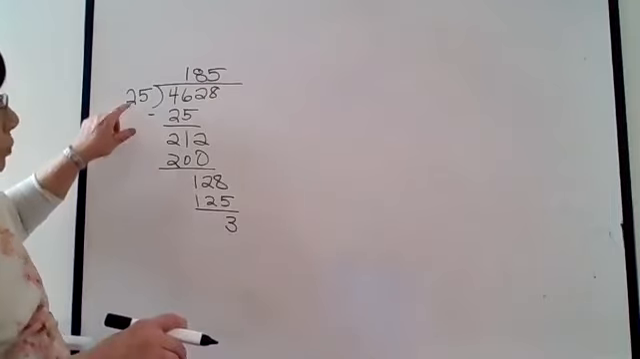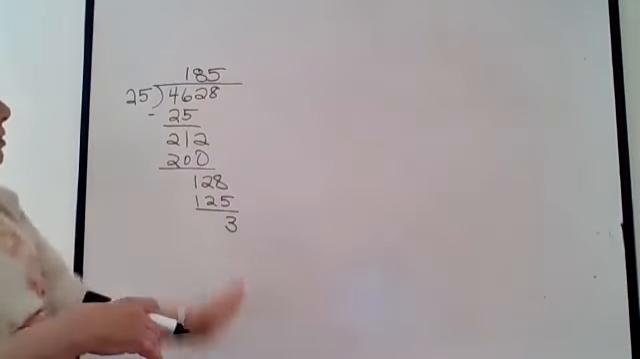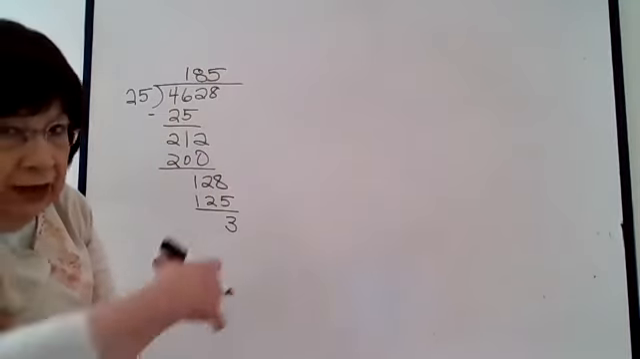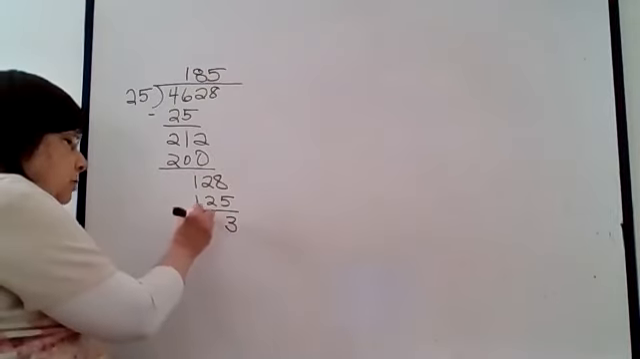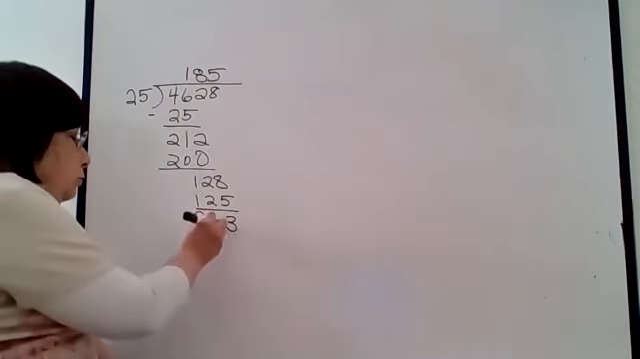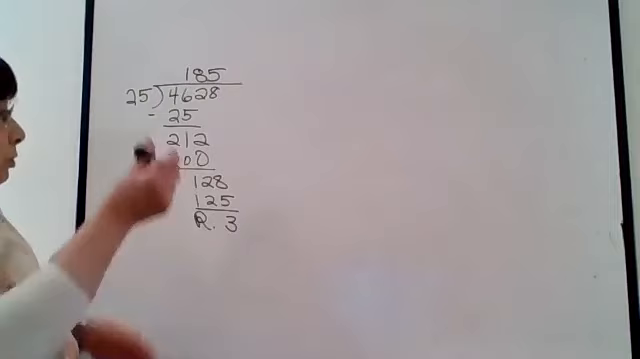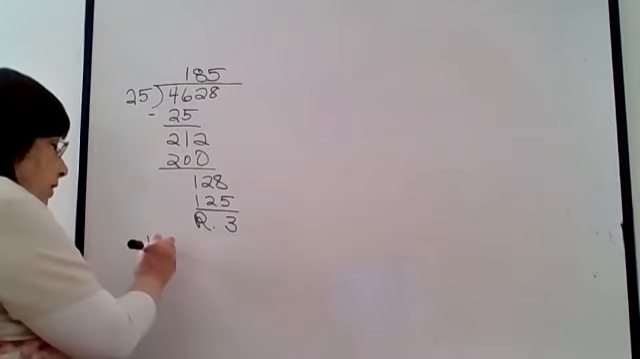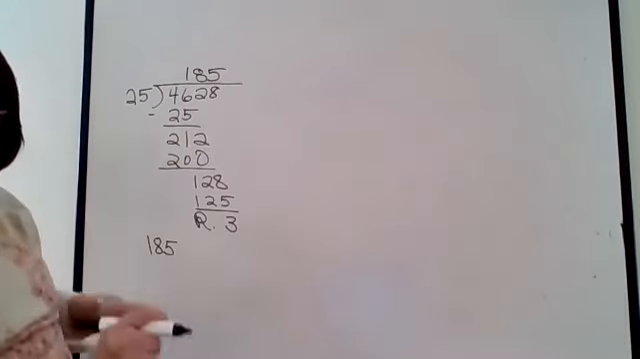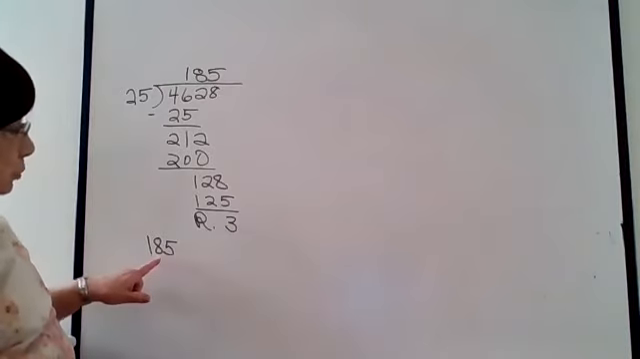If we don't want to go into decimals, my last number that I got was 3. I can't divide 25 into 3 anymore. There's no more numbers left because we're not putting in a decimal. So this is what we call our remainder. Our remainder is 3. So the answer could be written this way: 185. It's called the quotient, by the way. The answer to a division is the quotient.